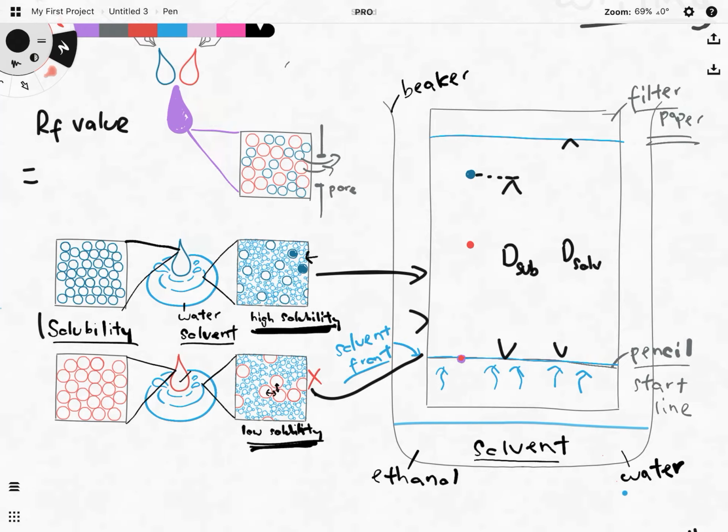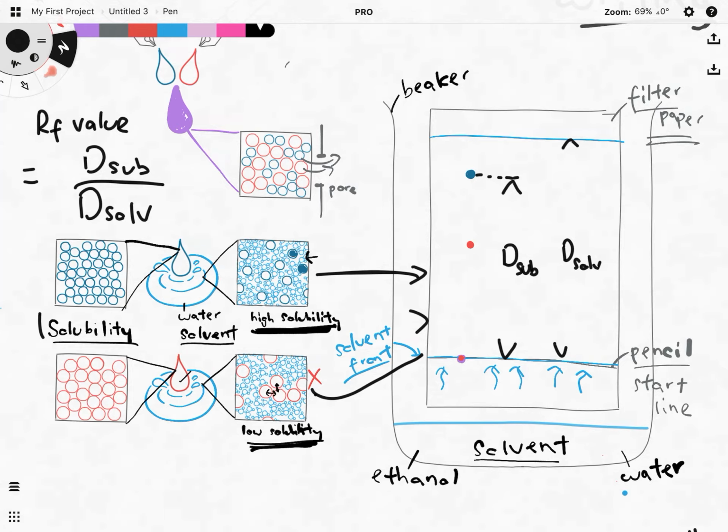So what is RF value? We calculate RF value as the ratio of the distance moved by the substance over the distance moved by the solvent. And that's what the RF value is if I were to ever ask you to calculate the RF value.